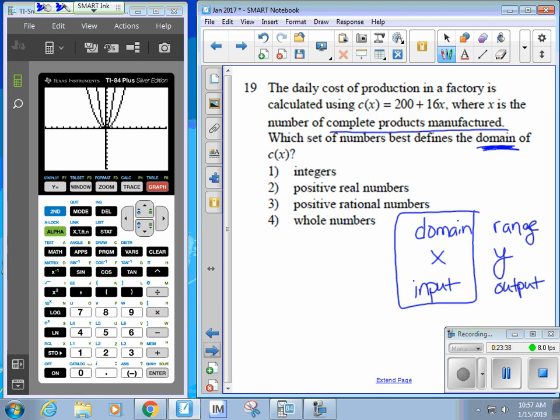Well, I told you X is the number of complete products. So if there have to be complete products, they have to be whole. They have to be whole numbers because you can't have negative products. Integers are nice numbers without decimals on them, but they could be negative. We're not talking about negative cell phones or negative things that they're making. So it's got to be whole numbers is the domain.